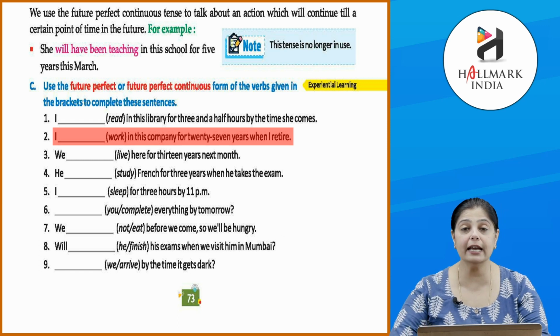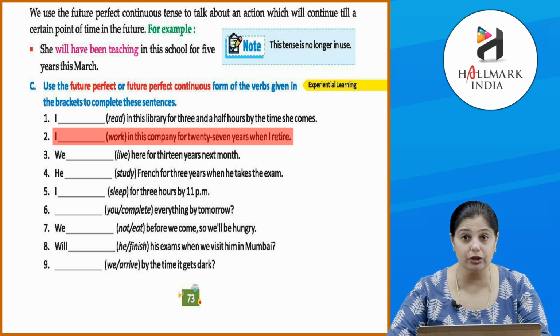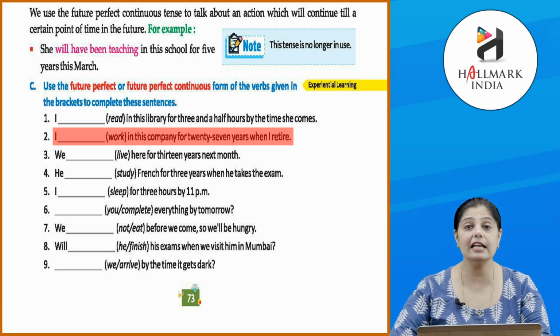Now, quickly do the remaining sentences by yourself. But do not forget to read the rules, the structure. You should be very well aware of the structures that you have to use as per the different types of tense. Alright, clear? So, now quickly reread the chapter and do the exercises.